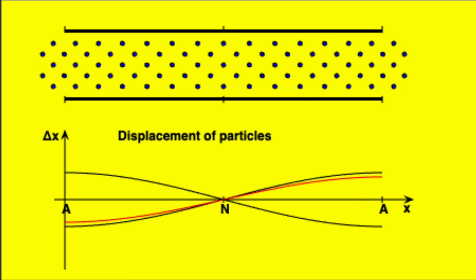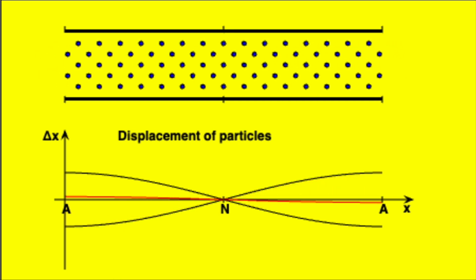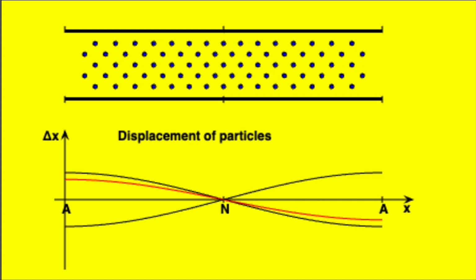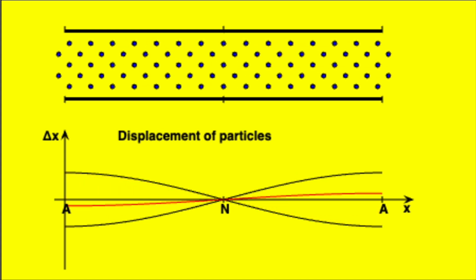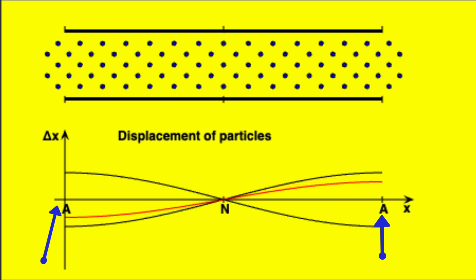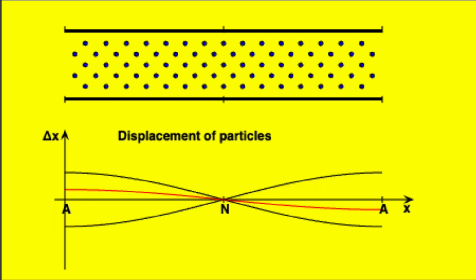The regions where the air particles do not move at all are what we call nodes, and conversely, the regions where we see the particles being displaced the most are what we call antinodes. Together, the graph that we end up with is a standing wave.